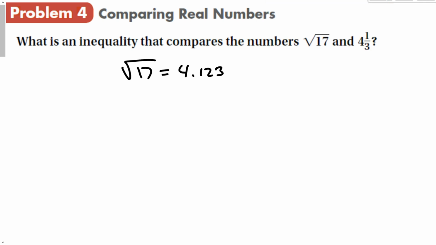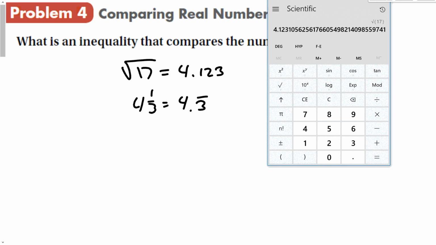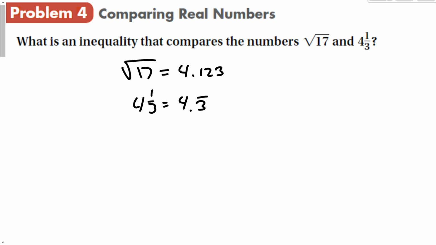4.123. And 4 1/3 is going to be 4.3 repeating, 4.333. If I can't remember how to do that, we can always, on my calculator, take 1 divided by 3 and add 4 to it. And we get 4.3 repeating. So if I wanted to compare these two, I can clearly see that radical 17 is smaller than 4 1/3.